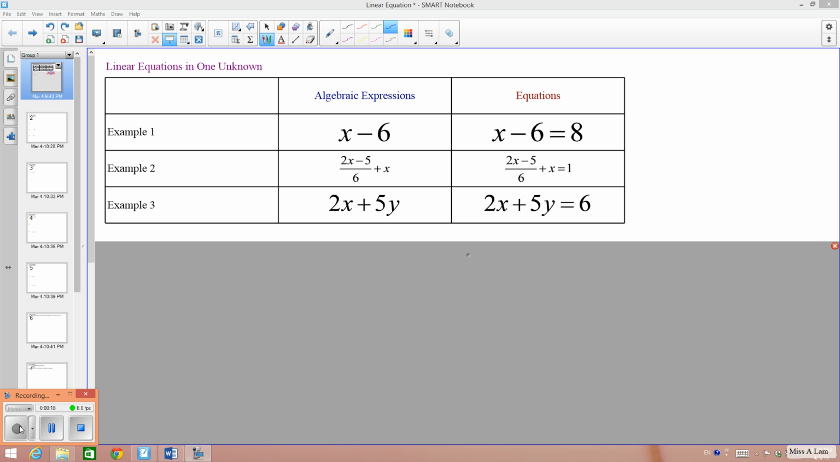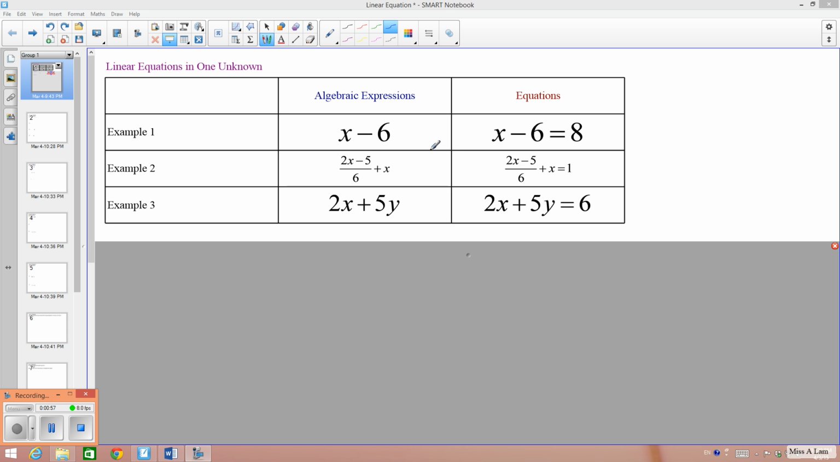If you look at this column, you have x minus 6, and then you have a symbol here, x. x represents a number, but in this case we don't know the exact value of x. But if we just have x minus 6 and we are not comparing it with any other expressions or values, then in this case it is just an algebraic expression. But if we have x minus 6 equals 8, then in this case it is an equation.